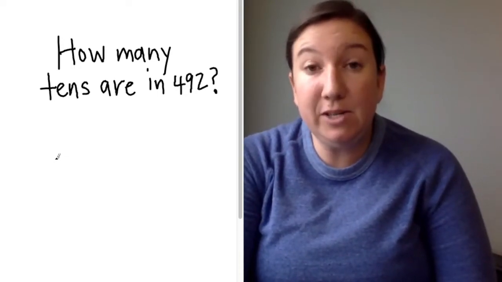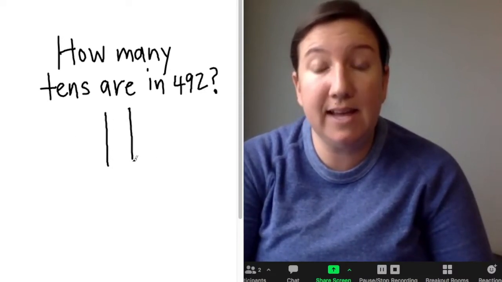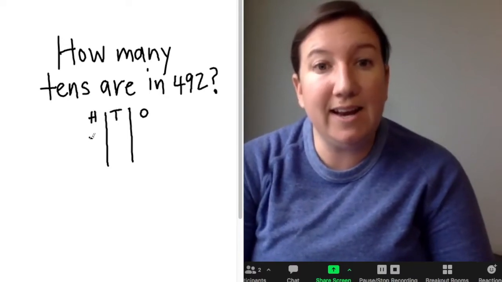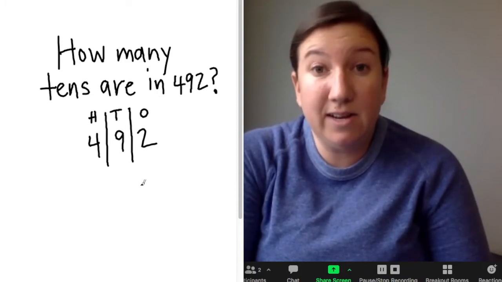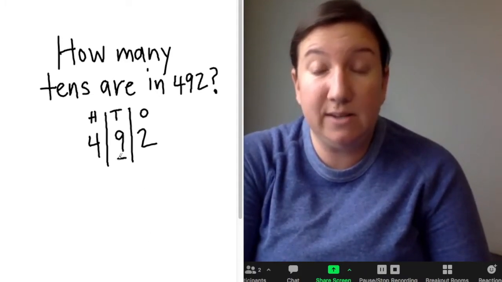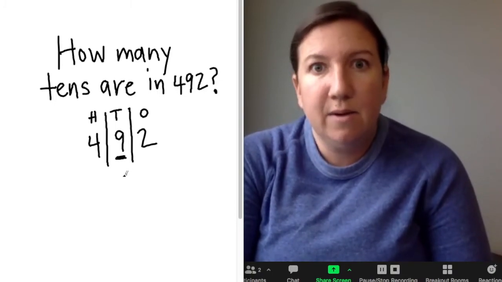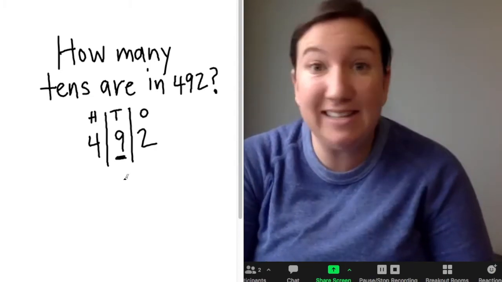The first thing I'm going to do is draw my place value chart. So I'm going to make sure I have my ones, my tens, my hundreds, and I'm going to put my number in. 492. Great. Now, when I look at it, I see I have a 9 in the tens place. And so it's really tempting to say, 9 tens. Is 9 tens the answer? That's not the answer. What? It's not 9 tens. Oh my goodness.